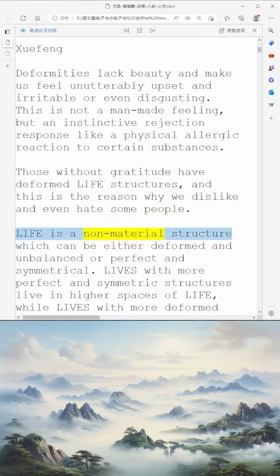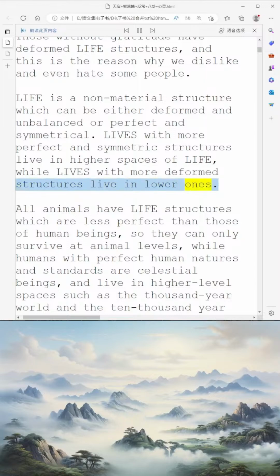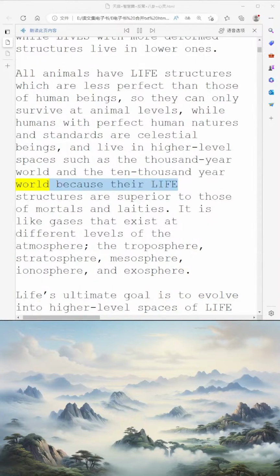Life is a non-material structure which can be either deformed and unbalanced or perfect and symmetrical. Lives with more perfect and symmetric structures live in higher spaces of life, while lives with more deformed structures live in lower ones. All animals have life structures which are less perfect than those of human beings, so they can only survive at animal levels, while humans with perfect human natures and standards are celestial beings and live in higher-level spaces such as the 1,000-year world and the 10,000-year world because their life structures are superior to those of mortals and deities.